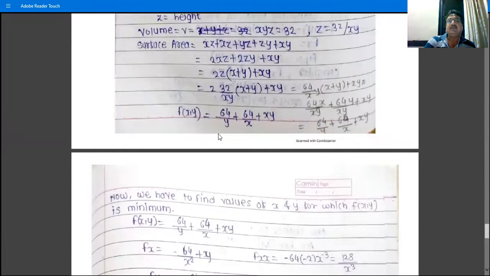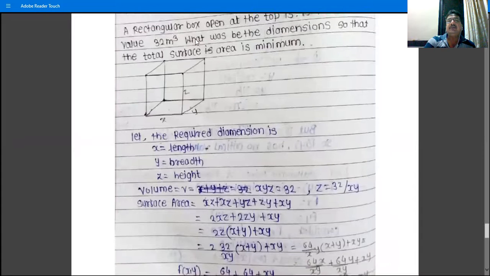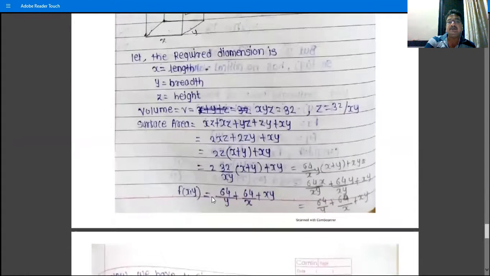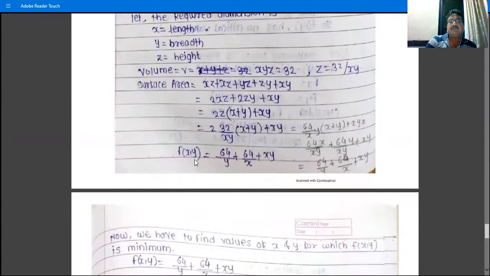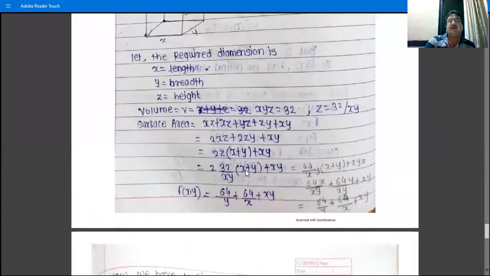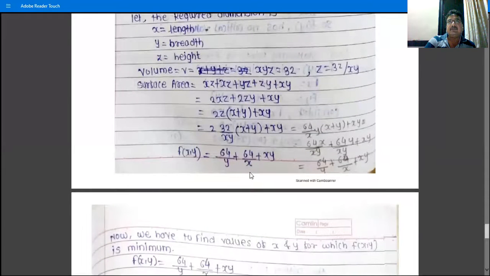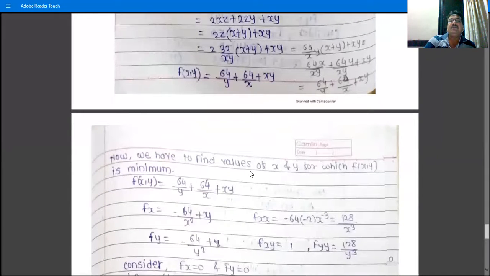is minimum. We have to keep the surface area minimum, and the surface area is this function: 64 by y plus 64 by x plus x into y, the simplification of that surface area. We denote this surface area by f(x,y), and we have to find the values of x and y for which this function f(x,y) is minimum. So the same procedure: find critical points, then find values of capital A, capital B, capital C, delta, and then we have the values of x and y.